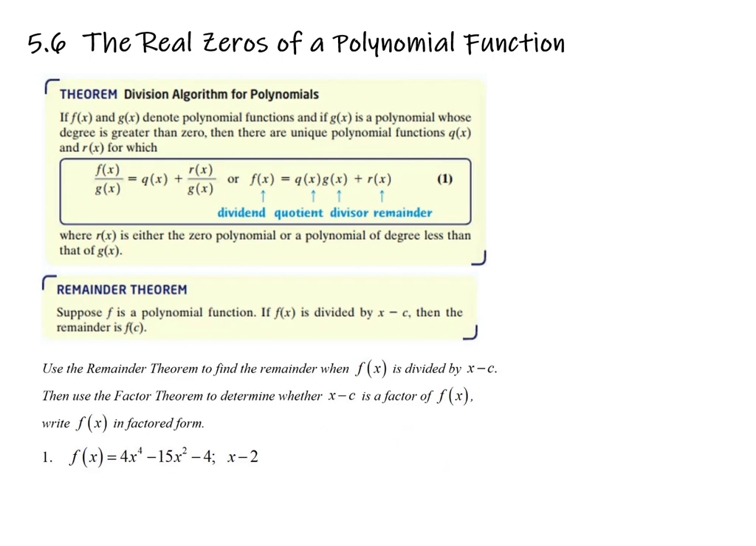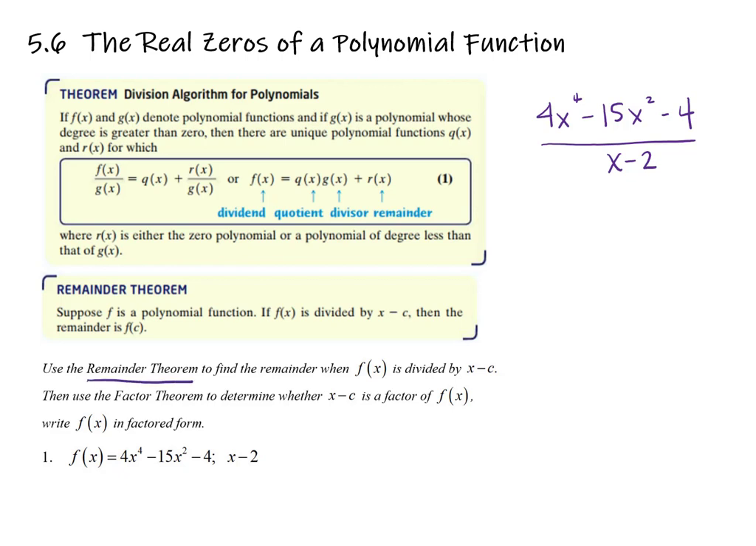Let's go ahead and use the remainder theorem to solve question number 1. It says to use the remainder theorem to find the remainder when my function f of x is divided by x minus c. In this case, we're saying what happens when I say 4x to the 4th minus 15x squared minus 4 is divided by x minus 2. I could do the long division, and I could figure out what the remainder is by doing long division, but it doesn't say to do it that way.